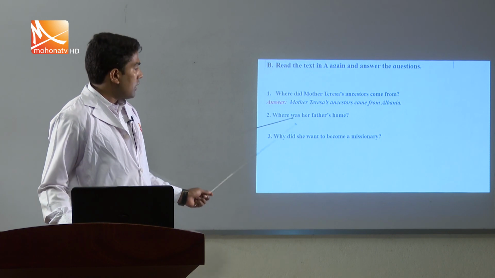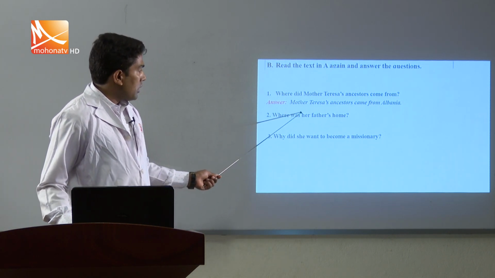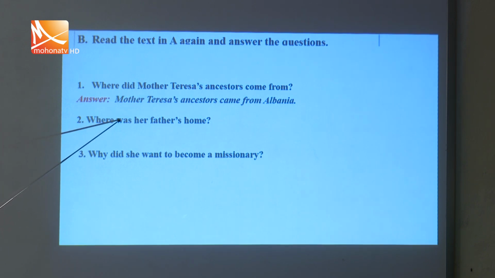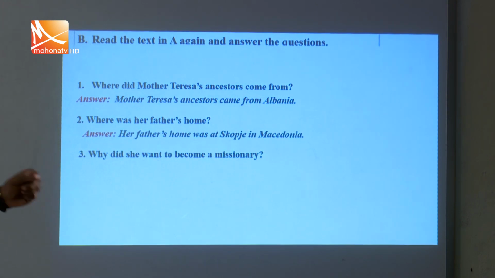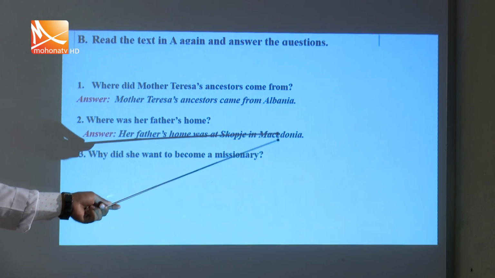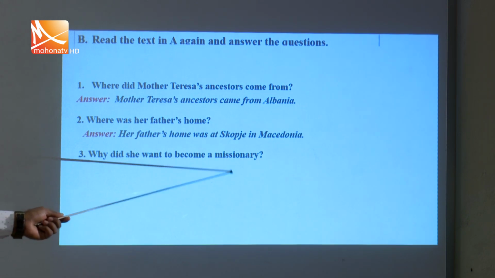Okay, dear students, the next one: where was her father's home? If any question starts with the verb am, is or was, our answer will use the same verb. Her father's home was at Skopje in Macedonia, and we have already said Skopje is the capital of Macedonia. Remember it. And the third question is, why did she want to become a missionary?